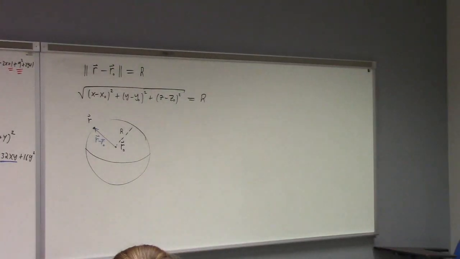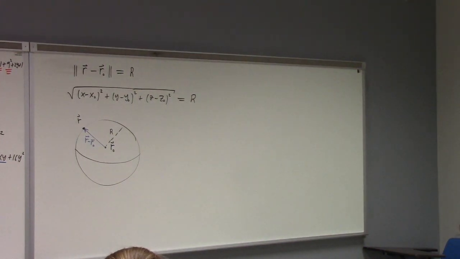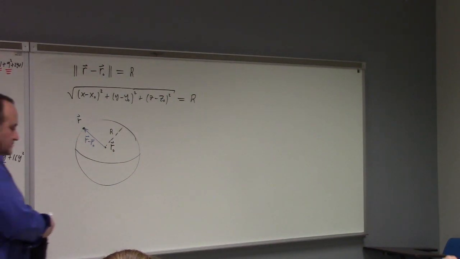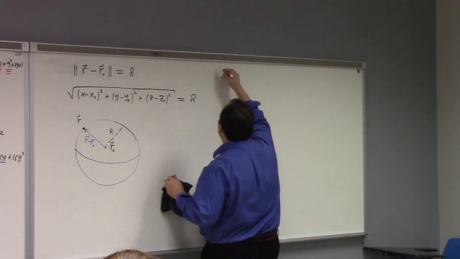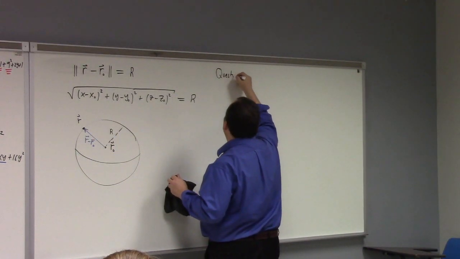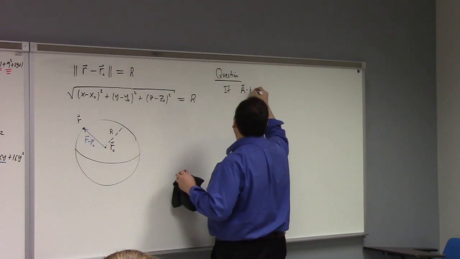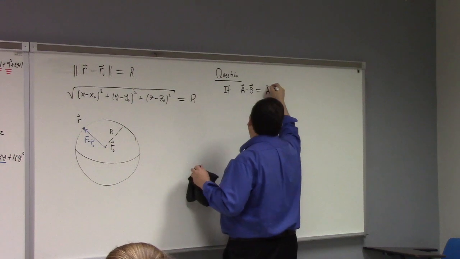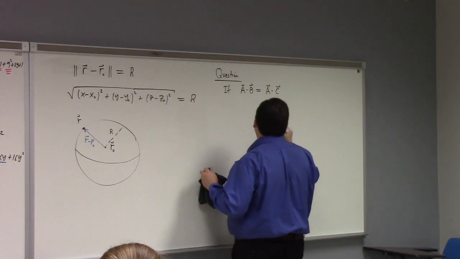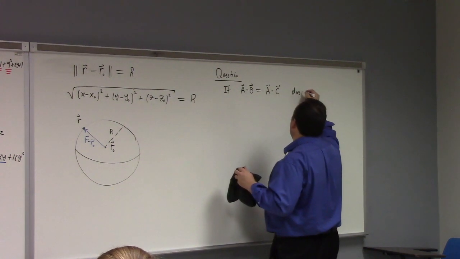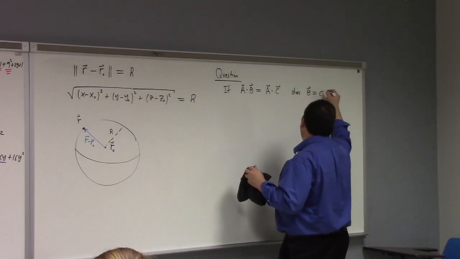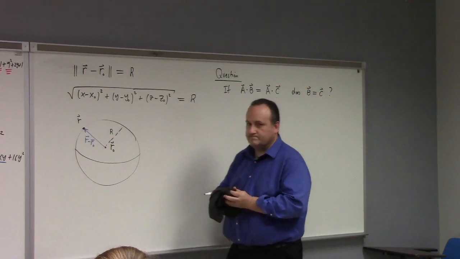Okay, anyway, I wanted to play around with these kinds of calculations for a minute. Let me turn the page. Next kind of question. So here's a question for you. If A dot B is equal to A dot C, does B equal C? What do you guys think?